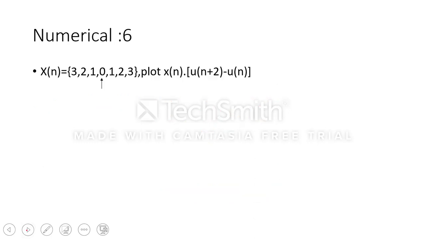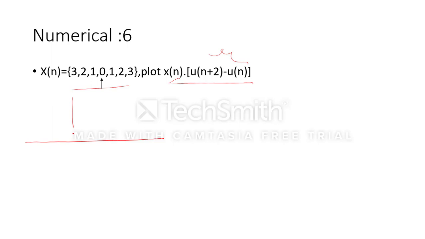Now the next numerical: xn values are given, and we have to multiply xn by this equation. So first of all, I will plot this equation, then I will multiply it by xn. If you remember, un looks like a unit step signal. It is discrete, so sample values will be present up to n. All the magnitudes will be 1.